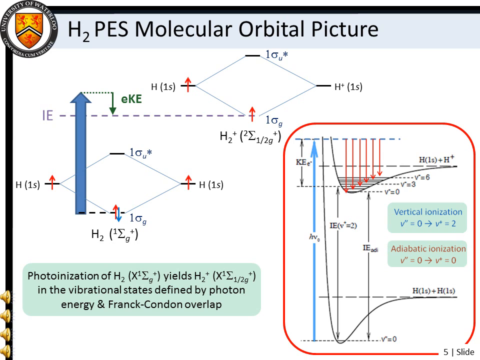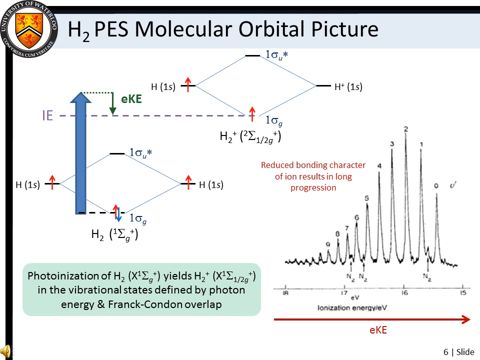The vertical ionization energy is the most probable ionization threshold accessed from the ground vibronic state, as defined by Franck-Condon overlap. In the case of molecular hydrogen, we find that vertical ionization occurs to the V equals 2 level of the molecular ion. We also see that a long progression of peaks is observed in the photoelectron spectrum owing to the relative offset of the H2+ potential energy curve compared with that of the neutral molecule.